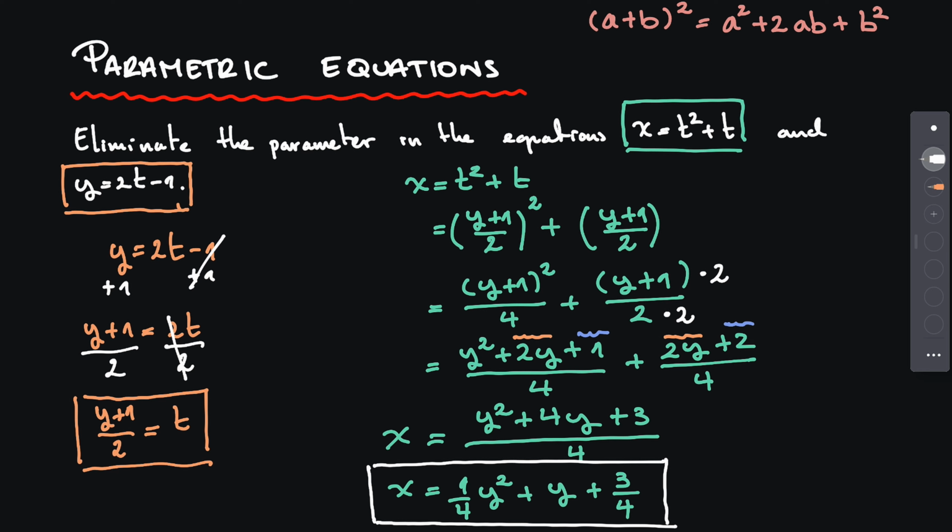You probably know things about parabolas. You can graph this. And if you graph this parabola, you're going to get exactly the same graph as the one that we did in the previous video. So you can do it on your own and check it. In the next example, let's eliminate the parameter on trigonometric equations.